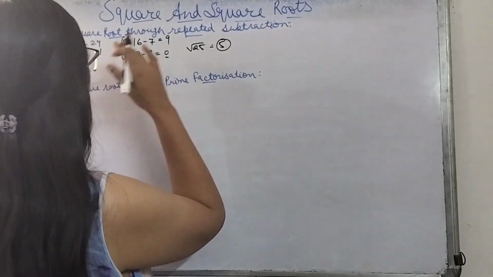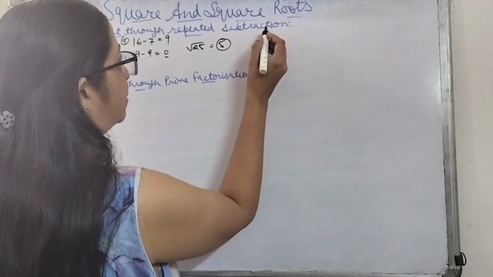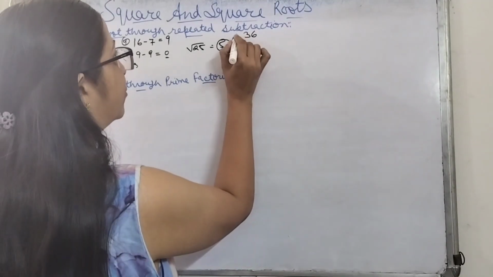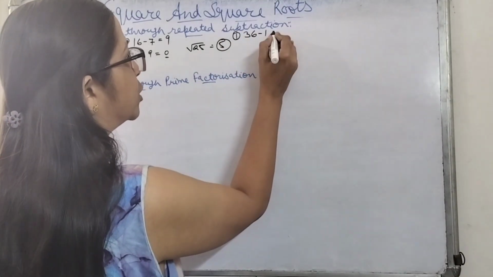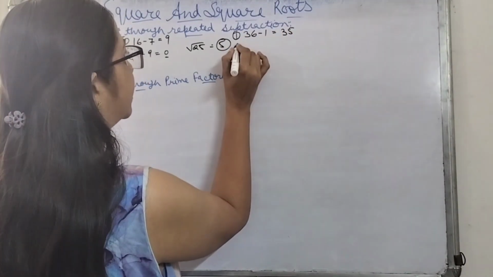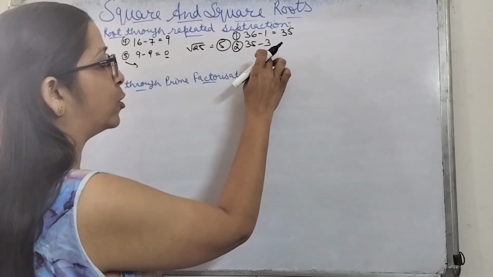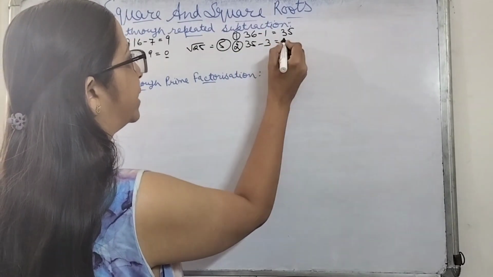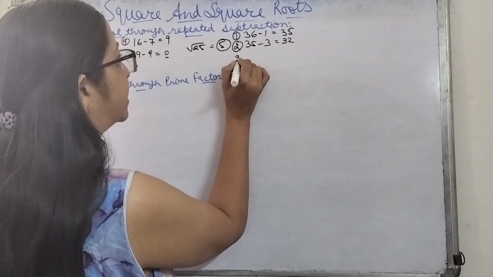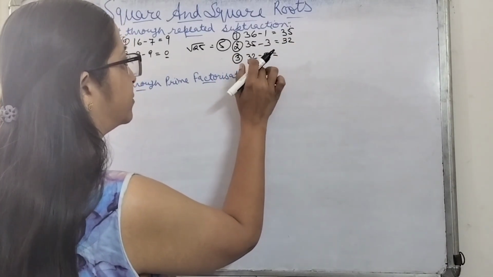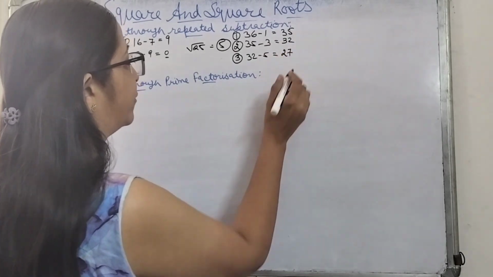Similarly, suppose instead of 25, I am taking 36 as the number. We have to find the square root of 36. So in the first step, we will be subtracting 1 from it, and we will be getting 35. In the next step, we will be subtracting 3 from it. The next odd number will be 3. So we will be getting 32. In the next step, we will be subtracting 5 from it, so we will be getting 27.